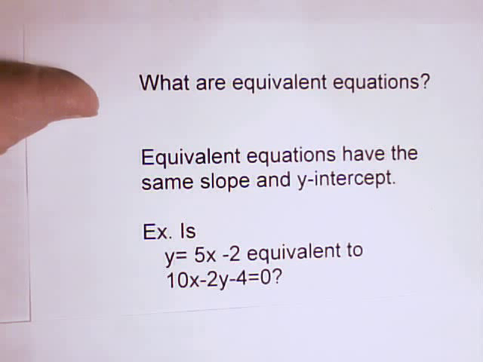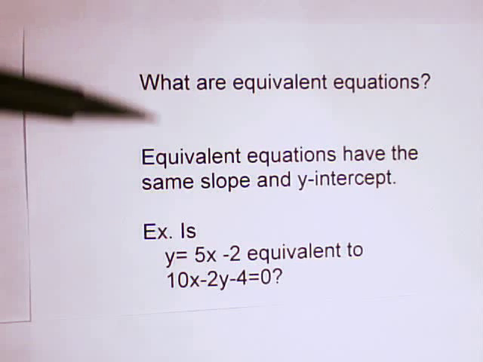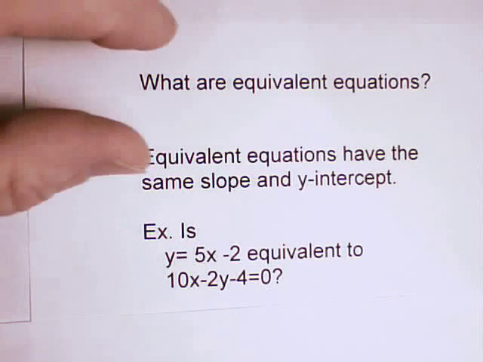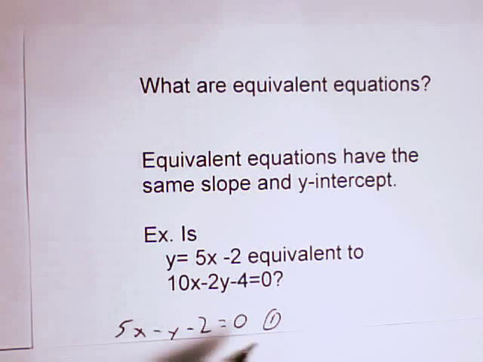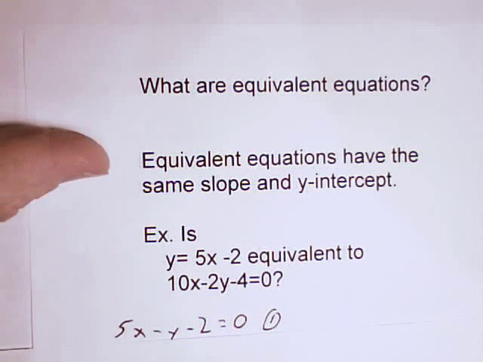Whenever we're dealing with multiple equations, I'd always like you to look at them in the same form. So let's rewrite this one in standard form. If I do that, it becomes 5x minus y minus 2 equals 0. And I'm going to label that with little number 1 with a circle to mean that's equation 1.